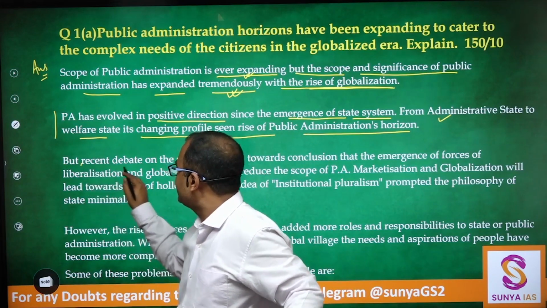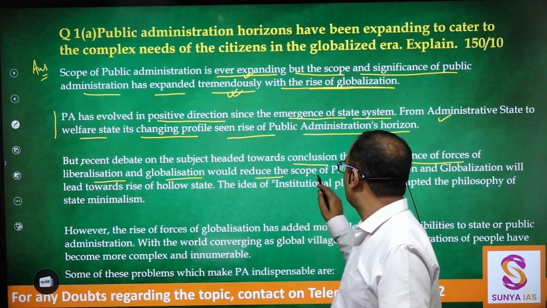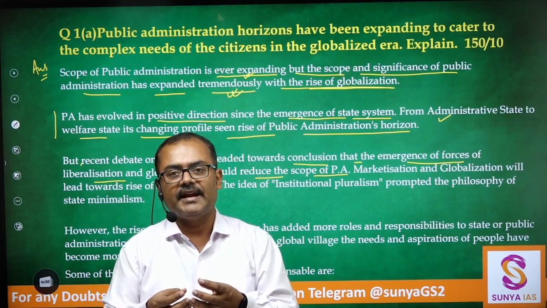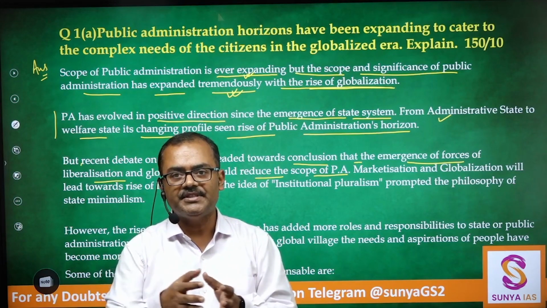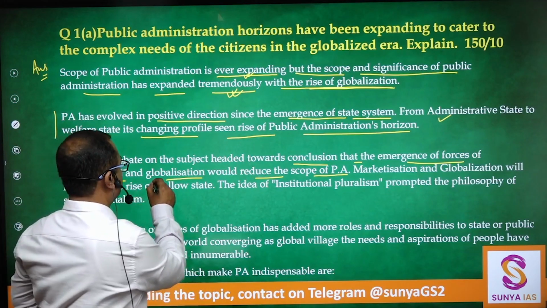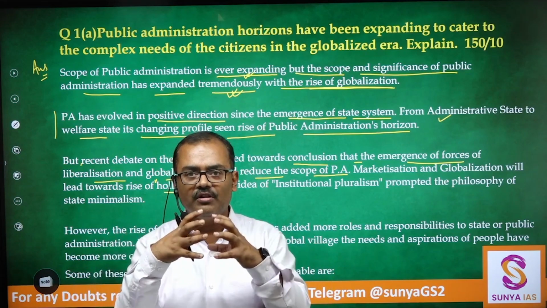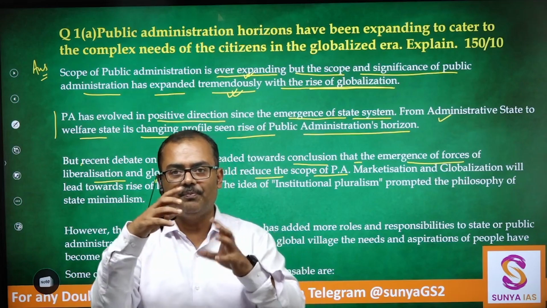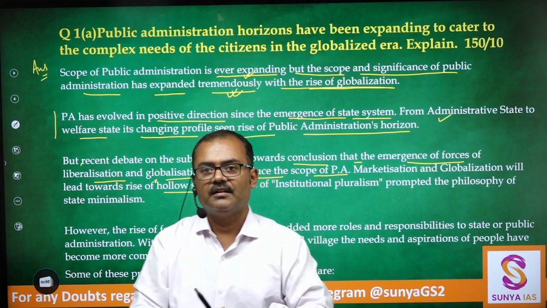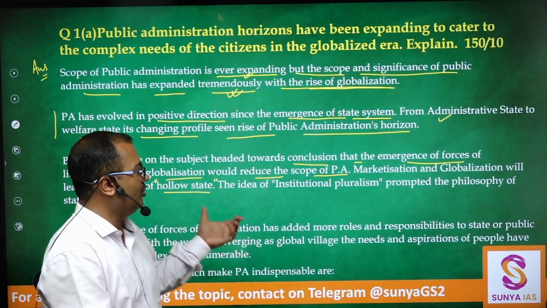But the recent debate on the subject headed towards the conclusion that the emergence of forces of liberalization and globalization would reduce the scope of public administration. This statement means scholars say that with the rise of liberalization, forces of globalization, the scope of public administration will decrease. No? So marketization and globalization will lead towards a hollow state. A hollow state is a state where the state has just a peripheral role, the central role is hollow. So a hollow state is that state where the greater role is played by other forces. The internal significant core functions are not performed by government, just peripheral functions are performed by government: hollow state.